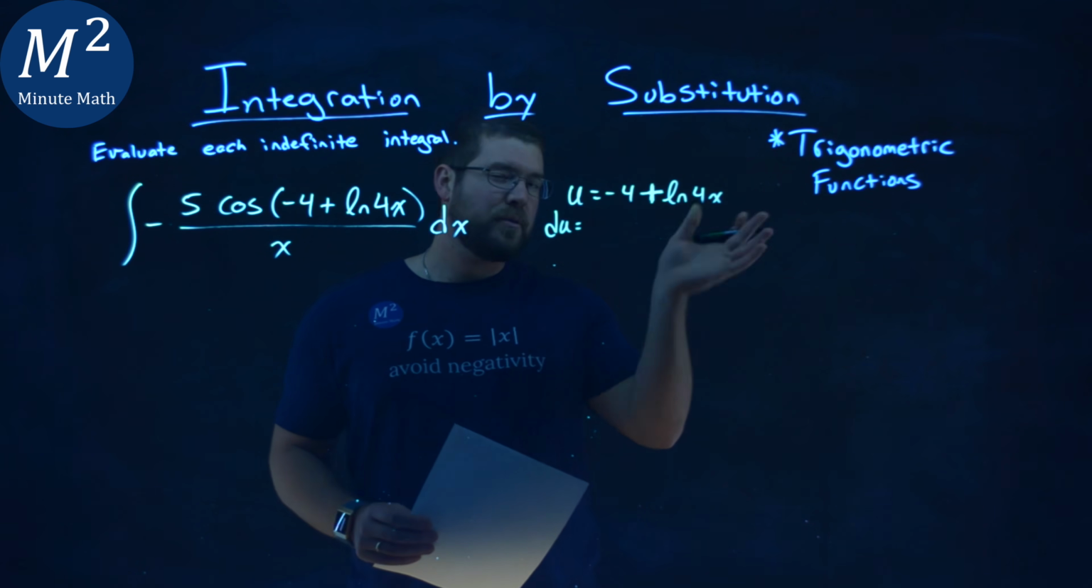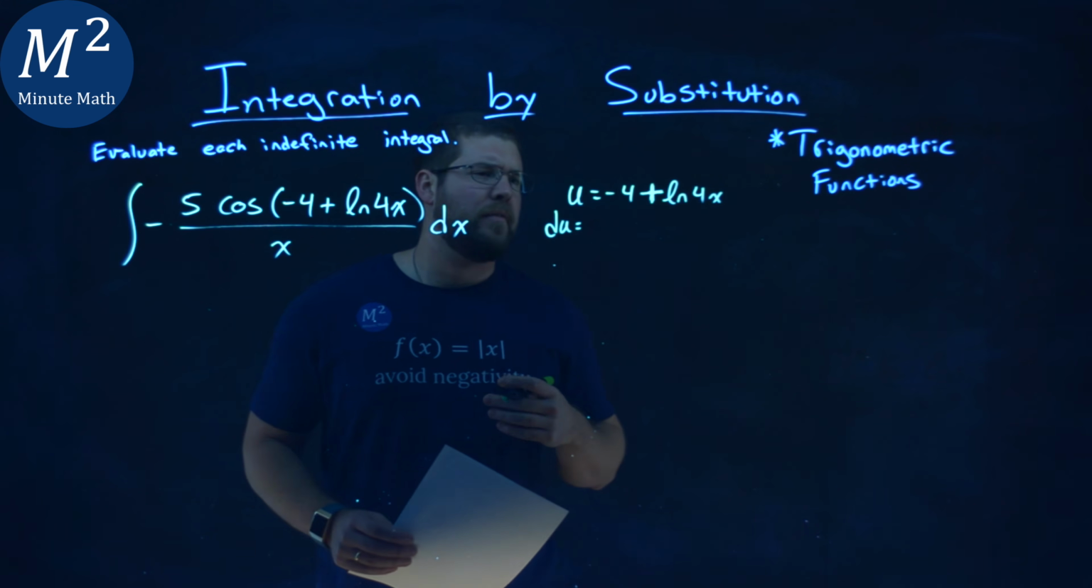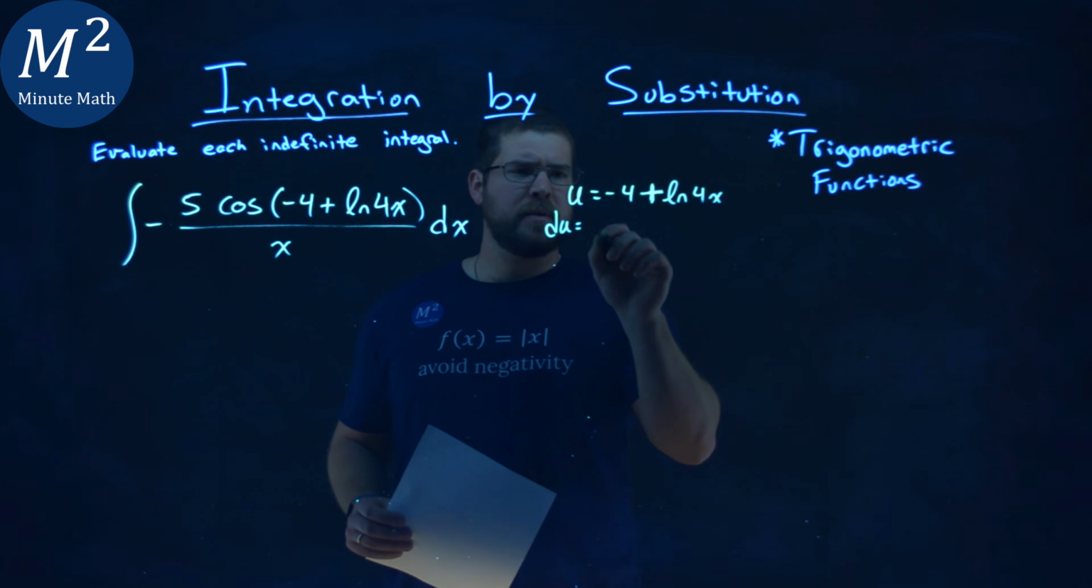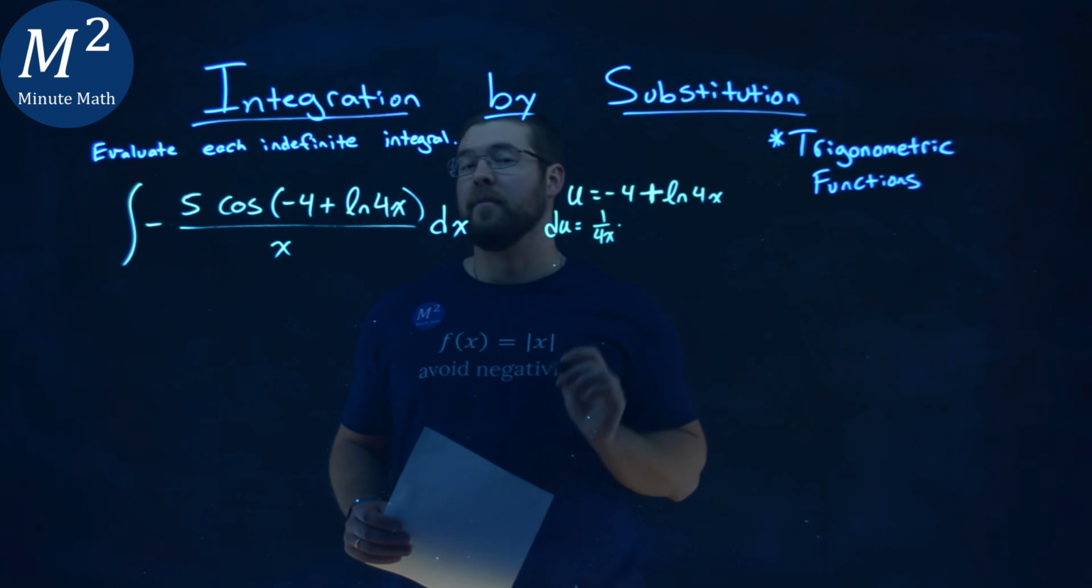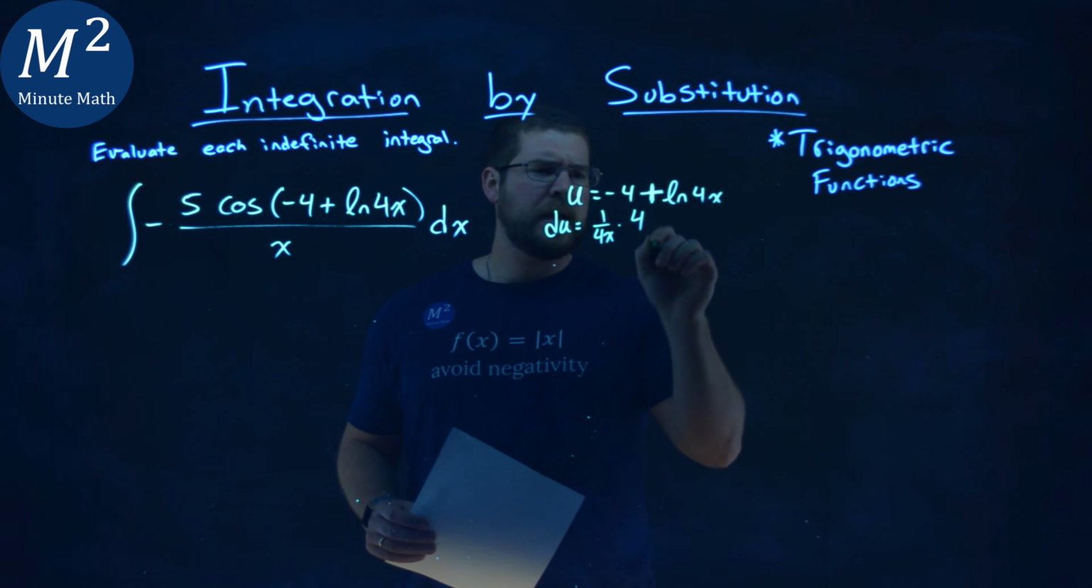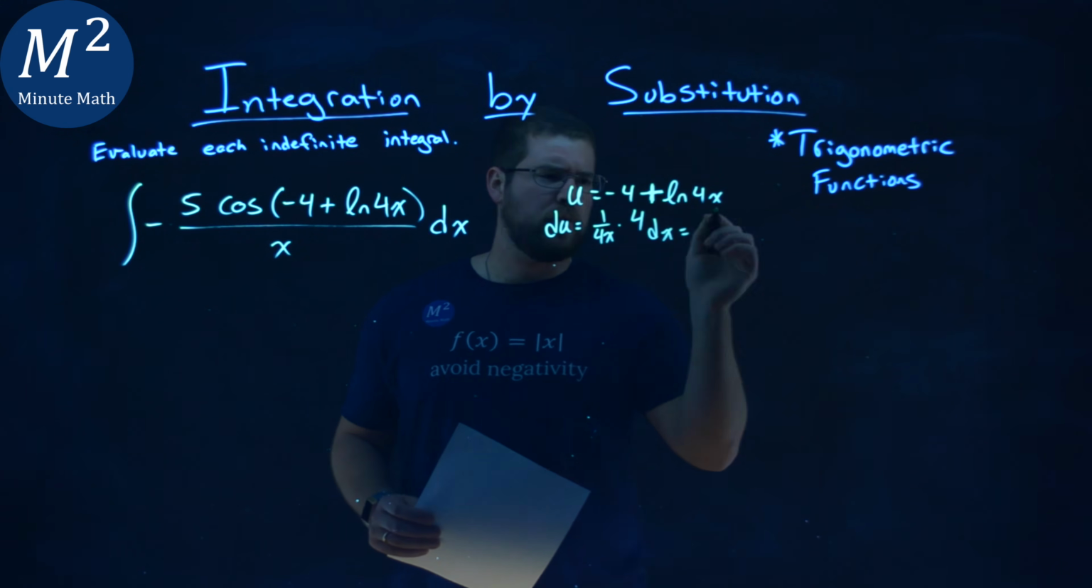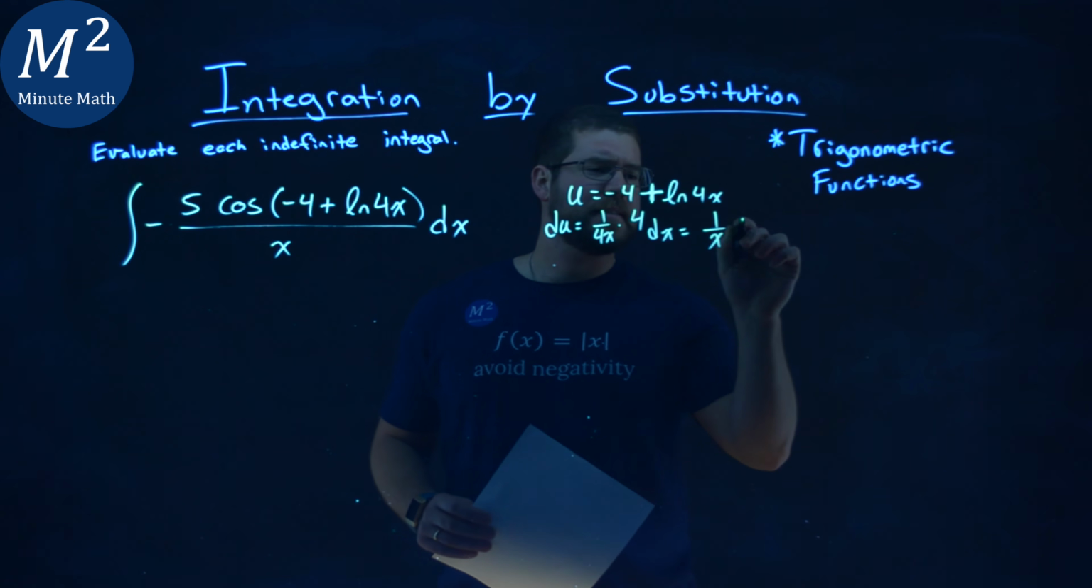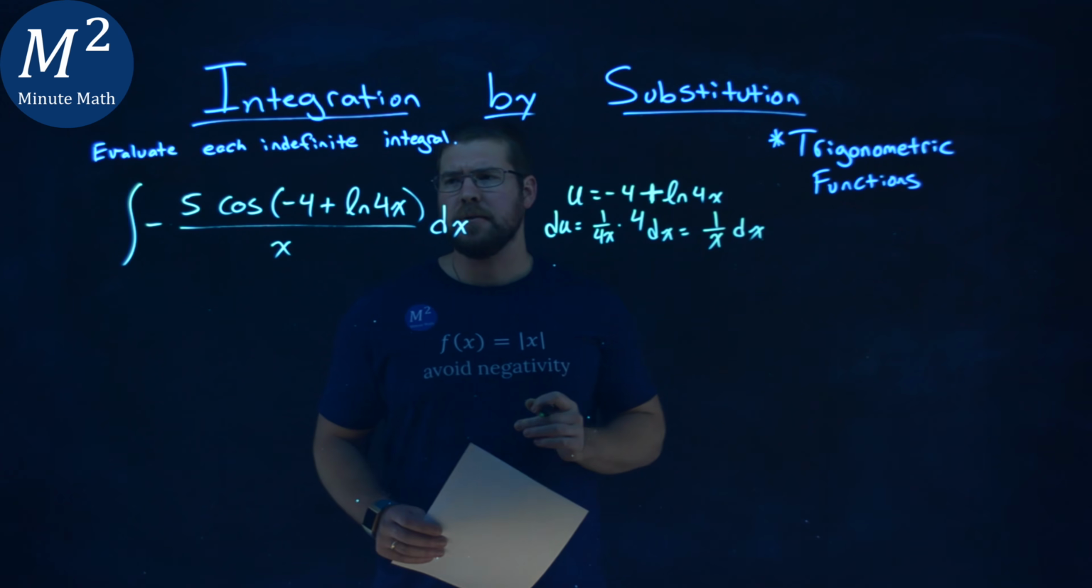Well, derivative of -4, don't worry about it. 0, get rid of that. Now, natural log of 4x will be 1 over 4x times the derivative of the inside, which is a 4 dx. Hopefully you see the 4's cancel, and we have 1 over x dx as our du.